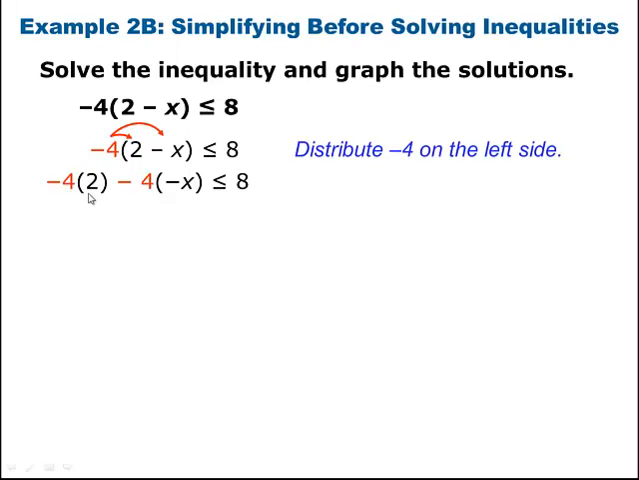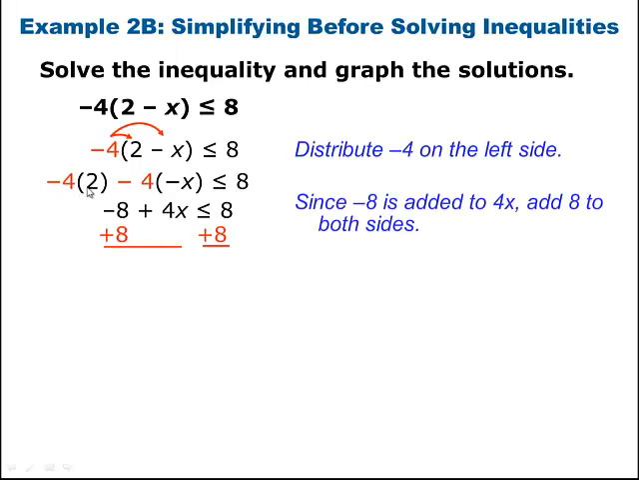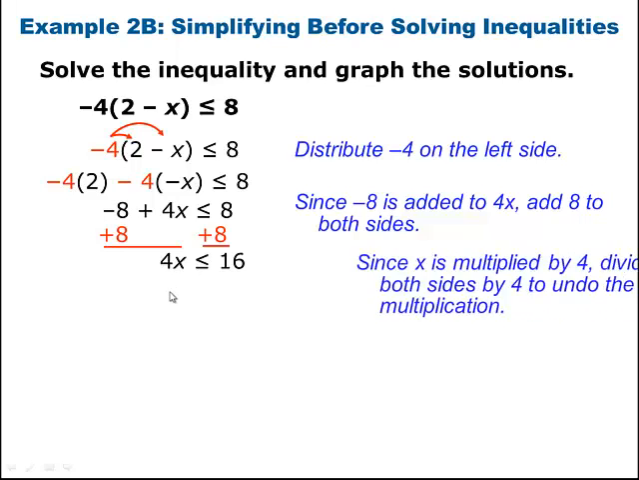So we have negative 4 times 2, and negative 4 times negative x is less than or equal to 8. When you do this, you see that negative 4 times 2 is negative 8. Negative 4 times negative x is positive 4x. And that's less than or equal to 8. Since we have negative 8 to get rid of, we're going to add 8 to both sides. So we have 4x is less than or equal to 16.